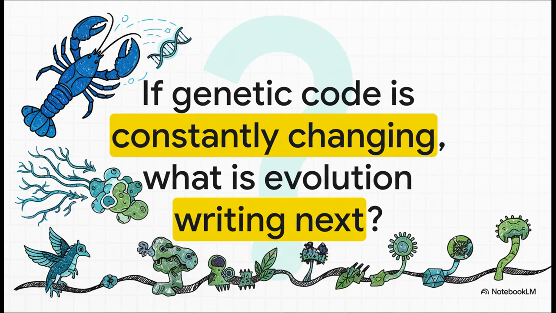From there, the slow, relentless pressure of the environment shapes these typos over eons into new forms, new functions, new species. And this process, it never stopped. It's happening right now inside every living thing on this planet. Which leaves us with one last huge question to think about. If our genetic code is always changing, always being edited, what is evolution writing next?